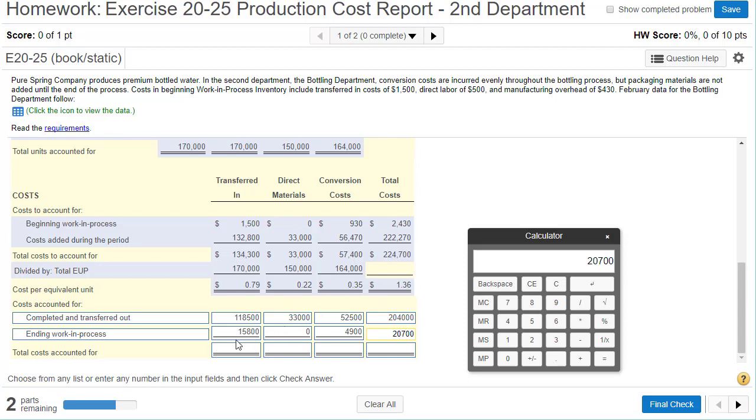Now what I need to do is I need to add these two up, put the total here. So this gives us 134,300. This is obviously 33,000. This is 57,400. And this is 224,700.